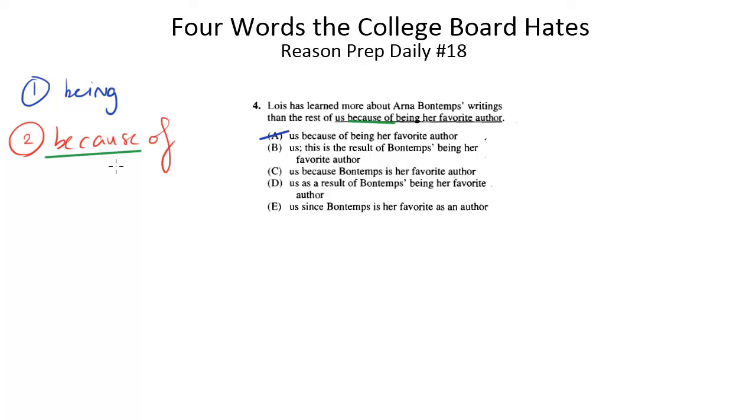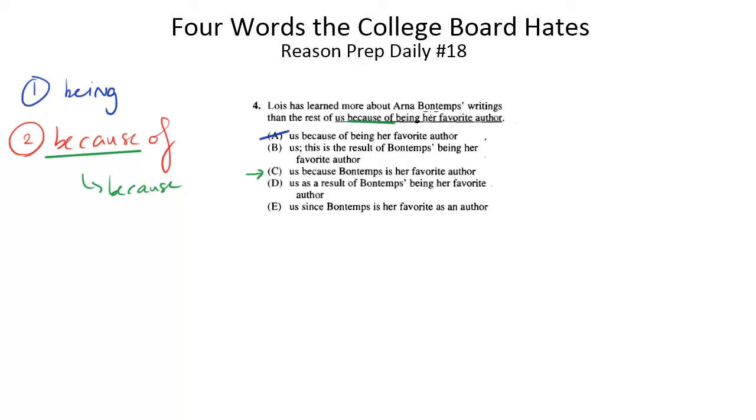So when you see this, what you want to do is look for a choice that just contains "because." Because typically that's how the College Board is going to fix it. So when we look at the choices, we like C right out of the gate because it has "because." So let's finish this question, and then I'll give you the third, because the third little phrase, or the 4th word the College Board hates, is not in this question. So again, we're liking C, and C looks pretty good.